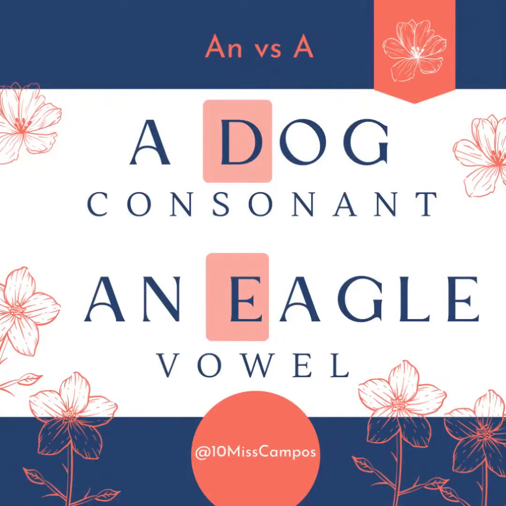How do we know the difference between using an in front of a word or a? Take a look at these examples. Dog begins with a consonant letter, so we would use a in front of dog, and we would say a dog. Eagle begins with a vowel, so we use an eagle. Let's look at more examples.